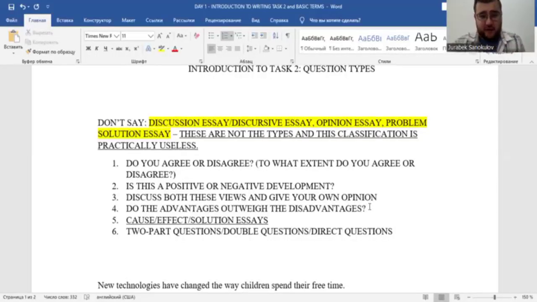Do the advantages outweigh the disadvantages? Because you might say yes, the advantages do outweigh the disadvantages, right? But some other people might say that it's the other way around, which means the disadvantages outweigh the advantages, right? So it's again a matter of perspective. It's all about your way of thinking. Yeah, it's all about your opinion.